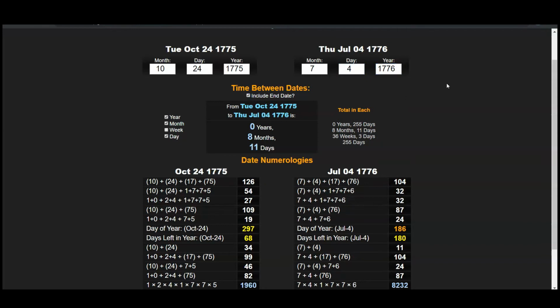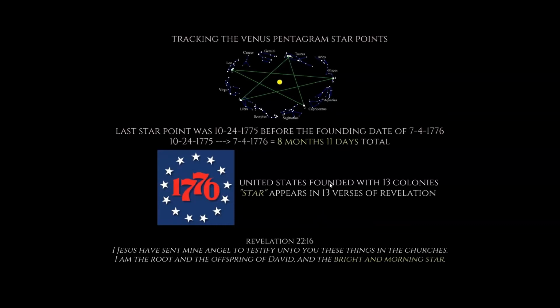So from the last star point to the founding date was a total span of 8 months, 11 days. And the United States was founded with 13 colonies, and the word star appears in 13 verses of Revelation. And the 13th time that we see star referenced, or the 13th verse, is Revelation 22:16. I, Jesus, have sent mine angel to testify unto you these things in the churches. I am the root and the offspring of David, and the bright and morning star. And of course, the morning star is Venus.